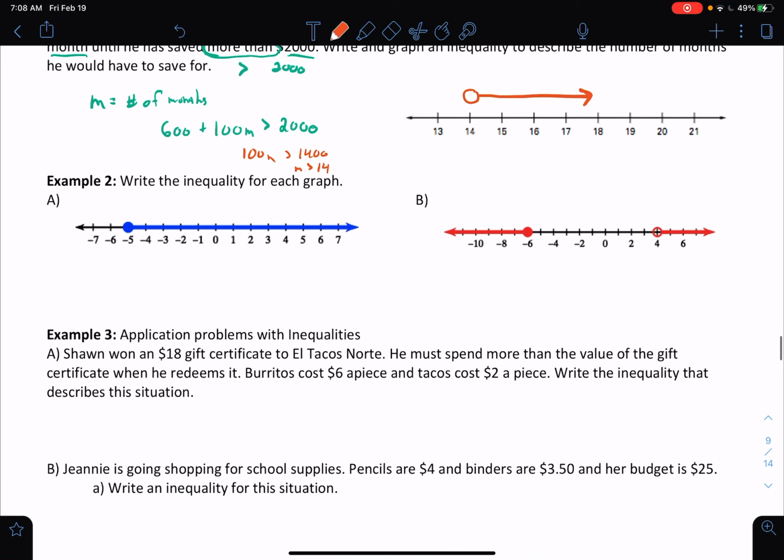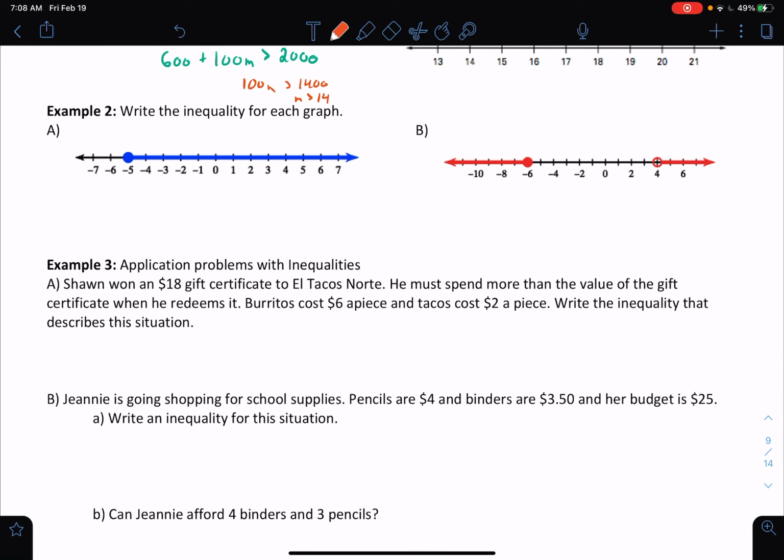What if I give you a graph and I ask you to write the inequality for it? So not a word problem here, but we see that we have a solid circle at -5. So that means that we're dealing with either less than or equal to or greater than or equal to because I have equality. And notice how we're shading off to the right, which means that our variable x is getting bigger. All right, so this is going to look like x is greater than or equal to -5. Solid circle at -5, shade off to the right.